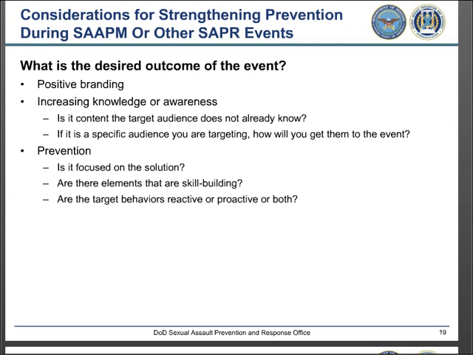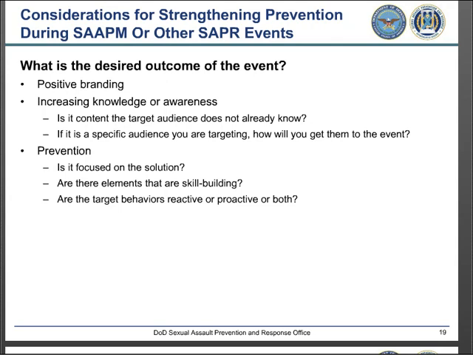So the first thing I want to think about is, when you think about planning an event, asking ourselves, what is the desired outcome of that event? What am I trying to accomplish? And there are three goals that kind of came to mind that often inform what we're doing.